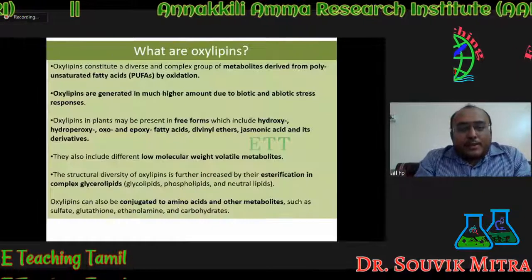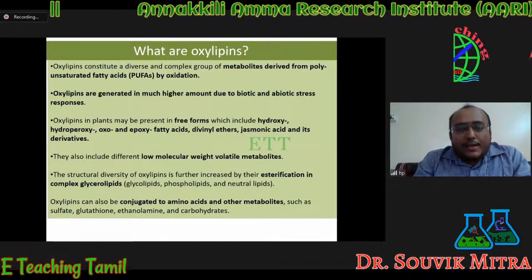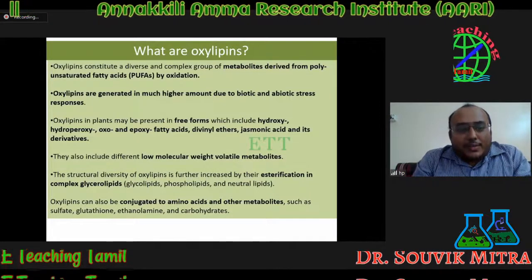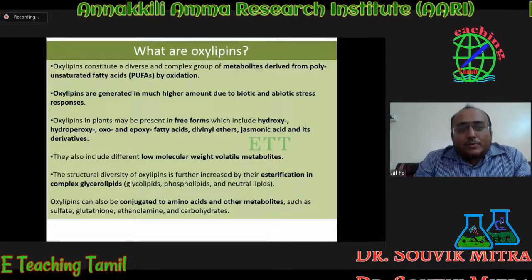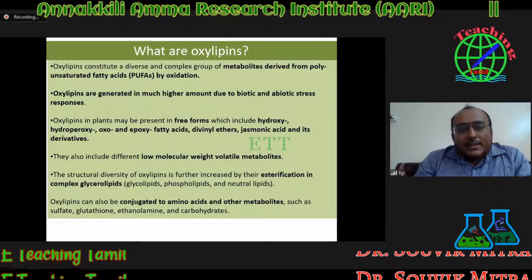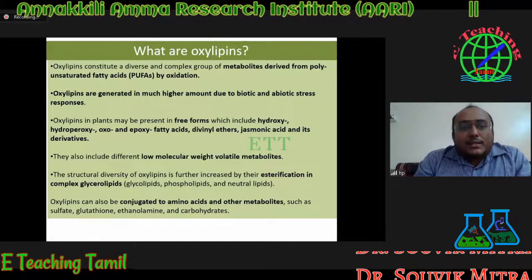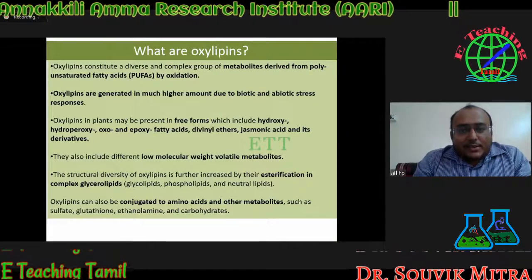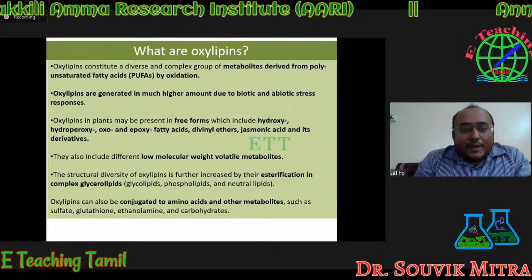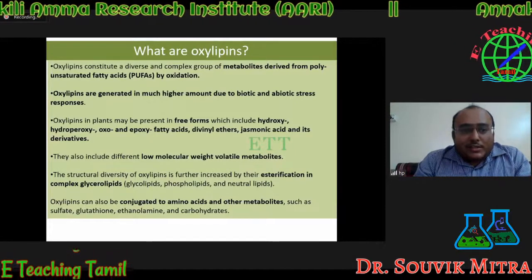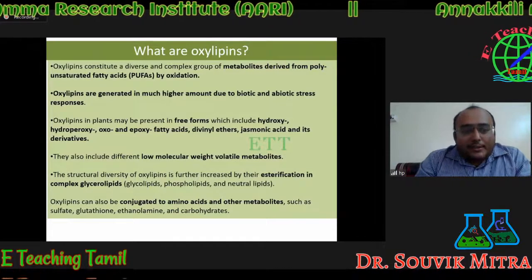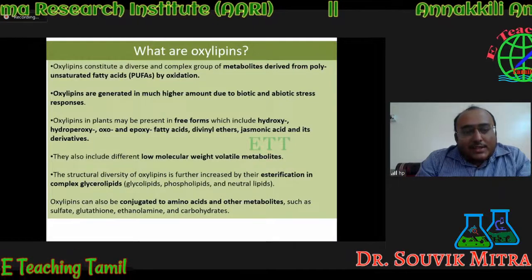As many of the participants will be students, I'll start from the basics. So, what are oxylipins? Oxylipins are a diverse and complex group of metabolites derived from polyunsaturated fatty acids. These compounds are formed from polyunsaturated fatty acids by oxidation. This oxidation can be enzymatic or non-enzymatic. I'll come to that in detail later.